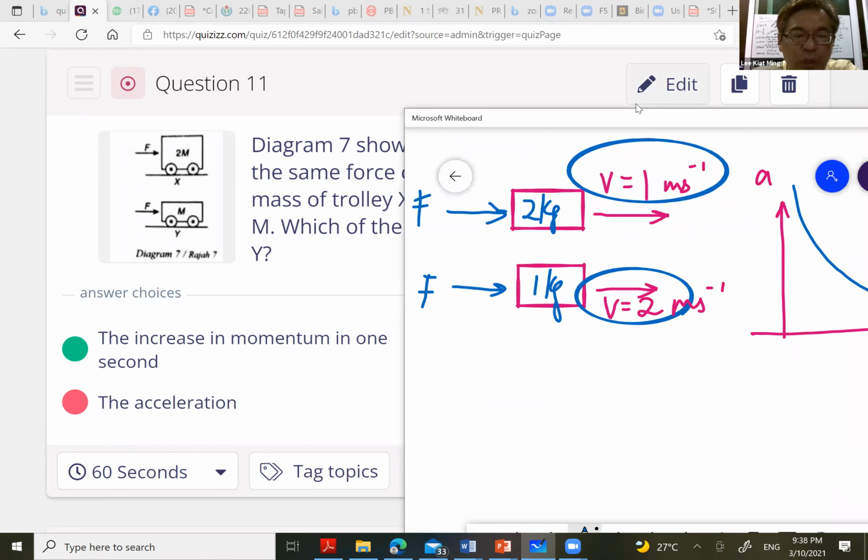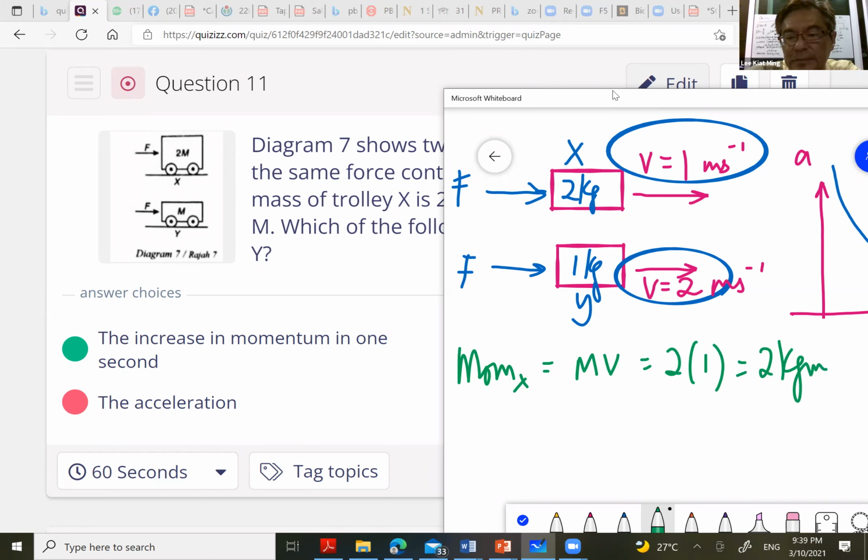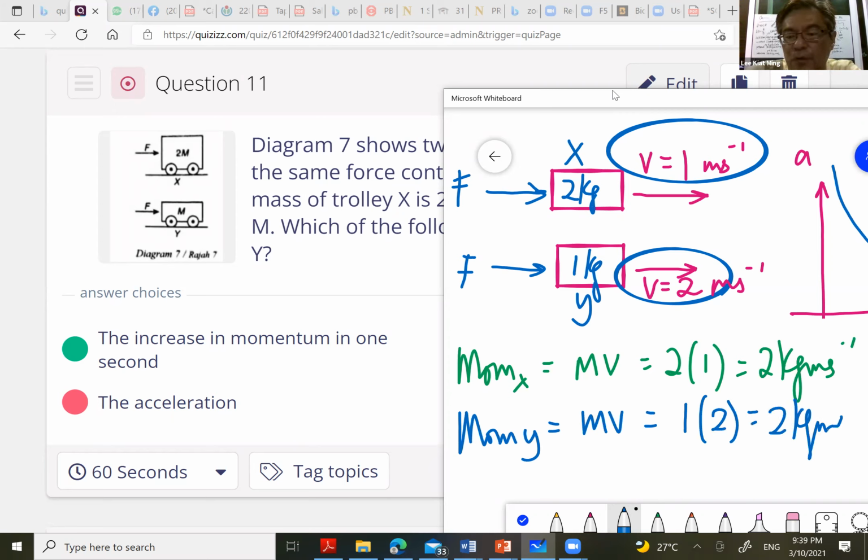But we know momentum will be the same, isn't it? Look at X, the first object, and Y, the second object. Let's calculate the momentum of X. It's going to be mv, so you multiply 2 times 1, which gives 2 kilogram meters per second. We do the same for the momentum of the second object at the bottom: mv, which is 1 kilogram but with the higher velocity. So you get back the same number for momentum.